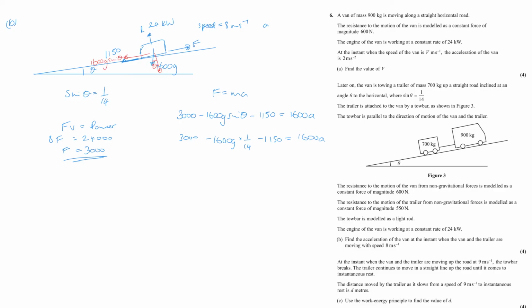Now 3000 minus 1600G times 1 over 14 minus 1150 is 730, divided by 1600. So A is 73 over 160, which is 0.45625 or 0.456 meters per second squared.